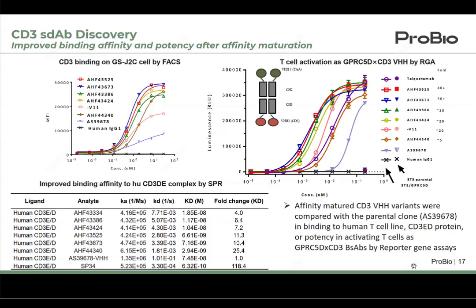And on the right top panel, this is a T-cell activation reporter assay when we coupled the CD3 VHH with a GPRC5D VHH to form a typical T-cell engager with a tetravalent format. Again, this light blue one is the parental, the AS39678. After affinity maturation, the T-cell activation level significantly improved compared to the light blue parental one.